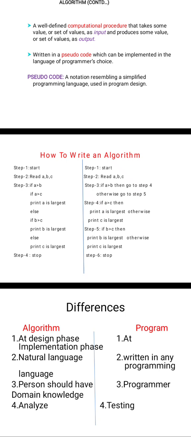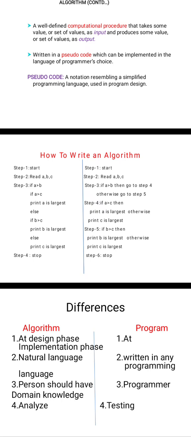Check with the condition in step 3. If A is greater than B, then we will go to step 4. Otherwise, it will go to step 5. In step 4, we check the condition A greater than C. If it is true, then it will print A is the largest. Otherwise, it will print C is the largest. In the same way, we will check with step 5 also. So, this is the way we write an algorithm to solve a problem. Here we are writing an algorithm for finding the largest number among three numbers.